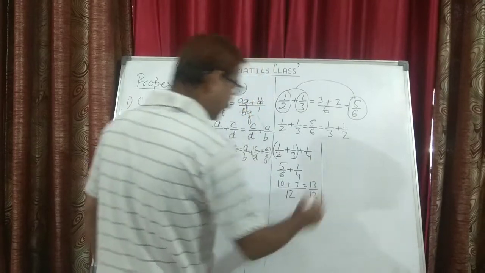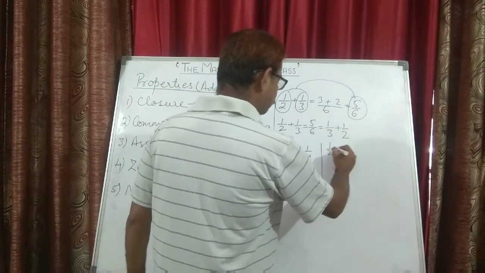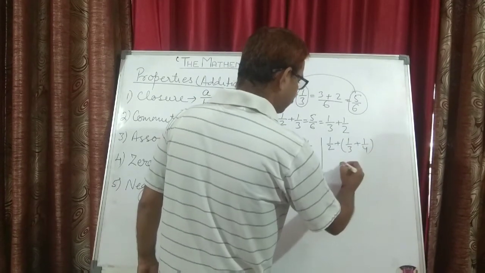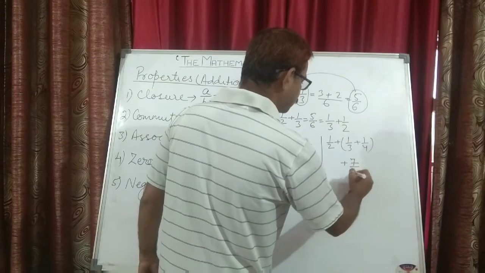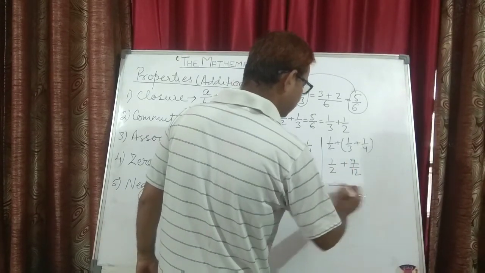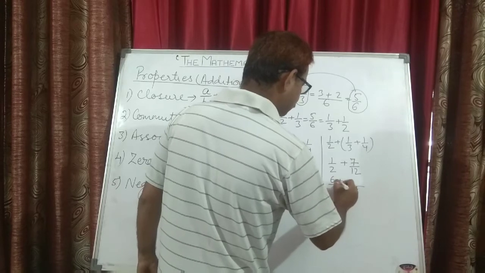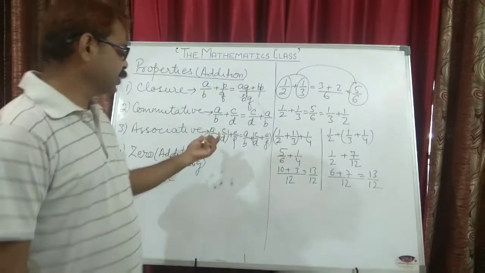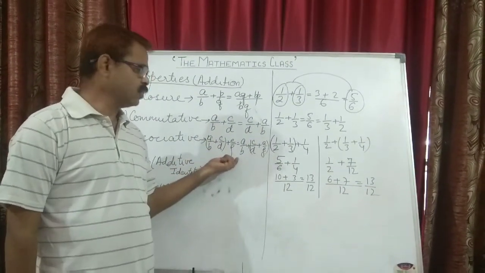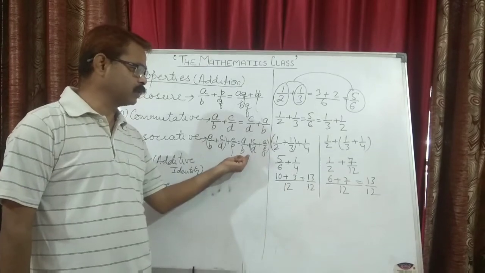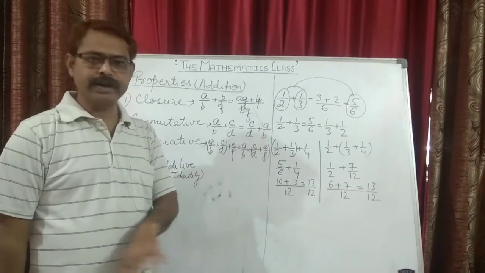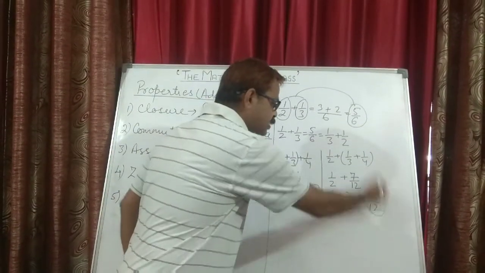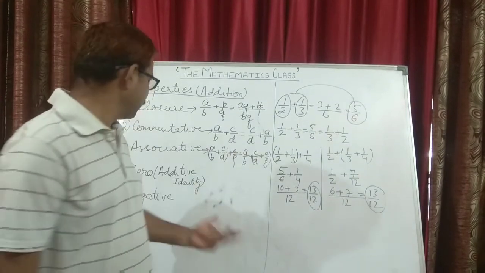This is one part. And in the second part I am taking 1 upon 2 plus 1 upon 3 plus 1 upon 4. So here it will become 7 upon 12 plus 1 upon 2. LCM will be 12. That is 6 plus 7. That is again 13 upon 12. Means either you group the first two and then add the third one, or you group the last two and add to the first one, this grouping order does not matter at all. Final result will be same in both the cases, whichever way you group them.